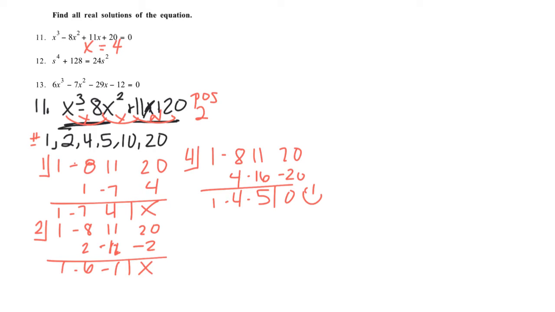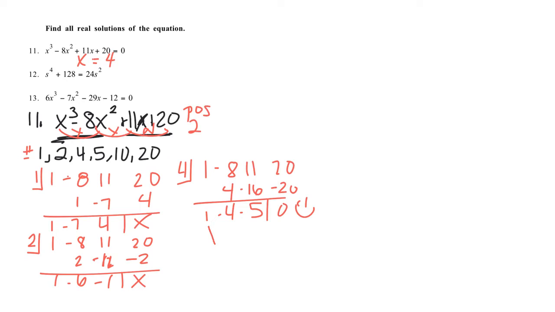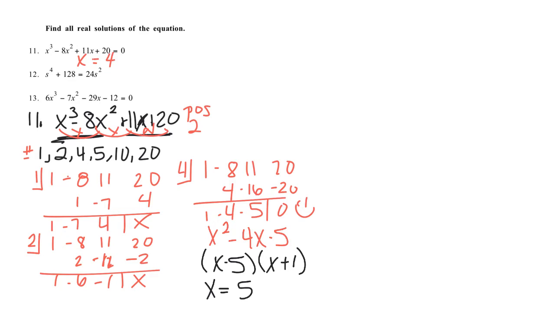Now remember, when I'm down to 3 numbers, that's a quadratic. x squared minus 4x minus 5. And what 2 numbers multiply to negative 5 and add to negative 4? x minus 5 and x plus 1. That means x is equal to 5 and negative 1. There's no need to keep checking the list once you have 3 numbers. So we have solutions of 4, negative 1, and 5. Let's look at number 12.